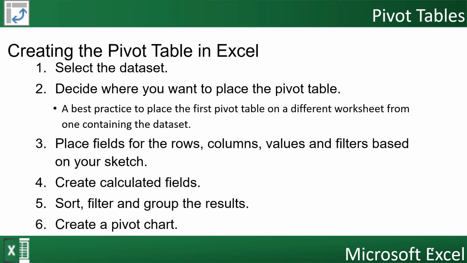The process of actually creating a pivot table is very straightforward. 1. Select the data set. 2. Decide where you want to place the pivot table in the workbook. Generally, pivot table creators place the first pivot table on a worksheet different from the worksheet containing the data set. 3. Place the fields for the rows, columns, values, and filters into the appropriate parts of the pivot table based upon your sketch. 4. Create any calculated fields or any calculated items.